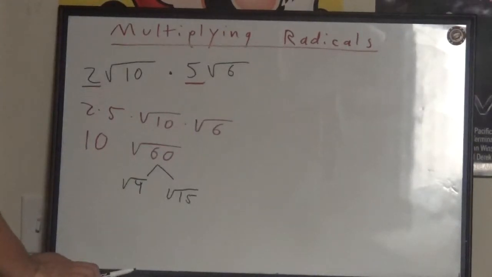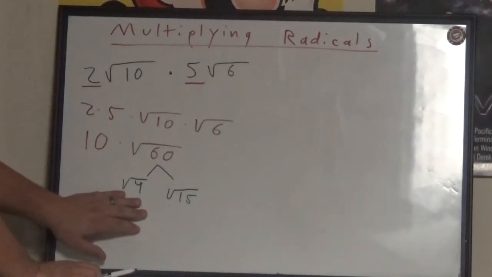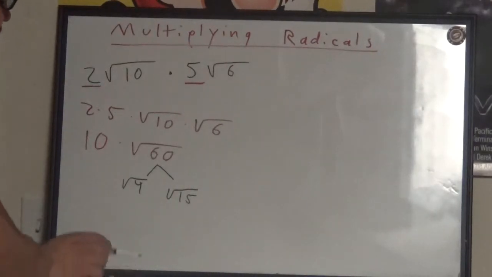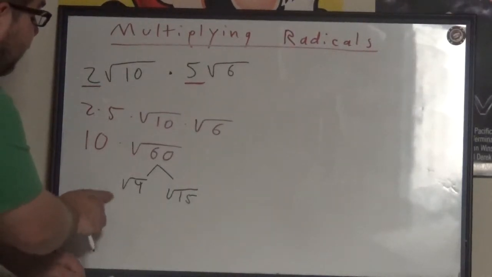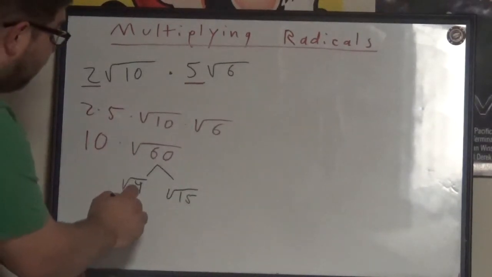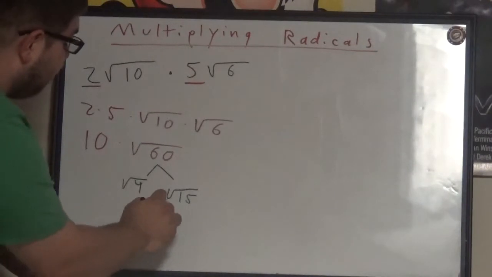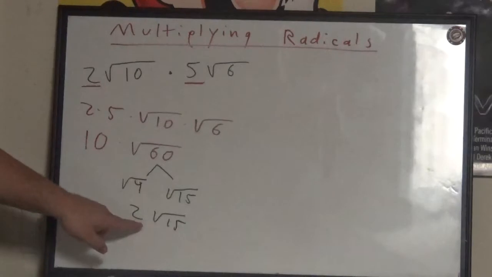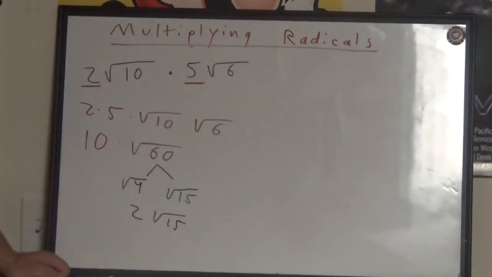So 4 is a perfect square and 15 is not. There's no larger, also 15 can't be broken down. It's not a prime number, but it can be broken into 3 times 5, and neither of those, of course, are perfect squares. So these are the 2 numbers we're looking for. The square root of 4, of course, is 2. And if we're simplifying the square root, now we have square root of 60 has been turned into 2 times the square root of 15.